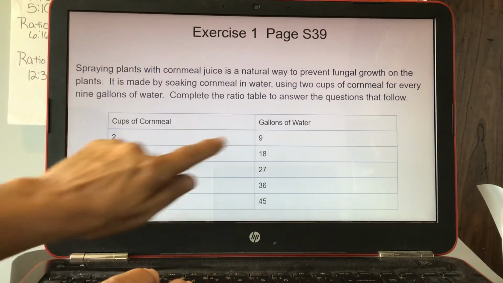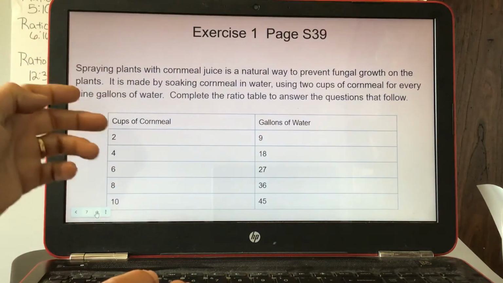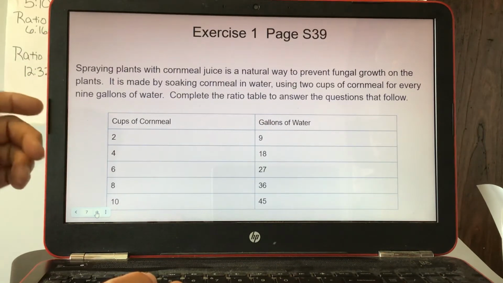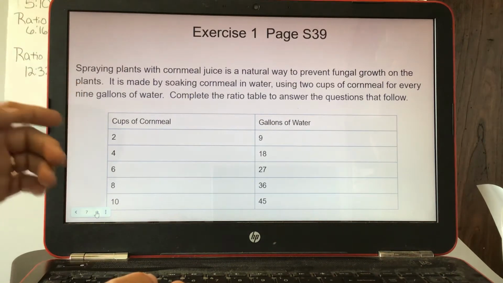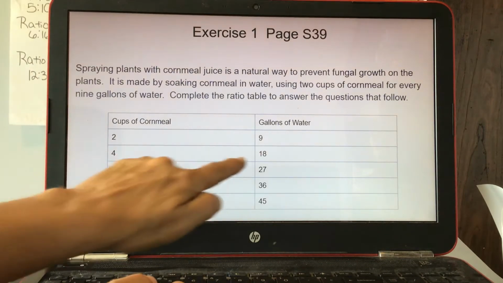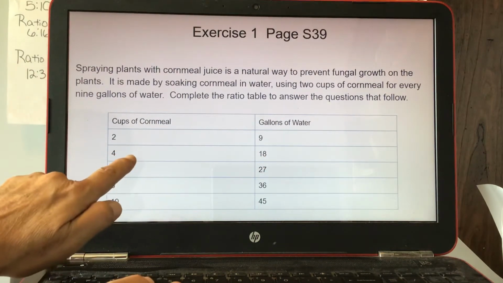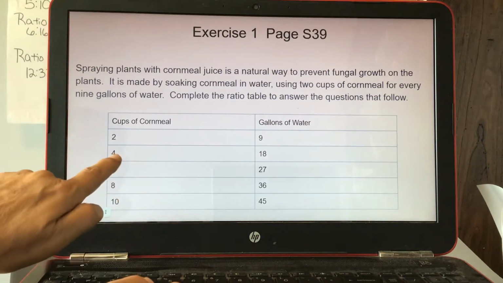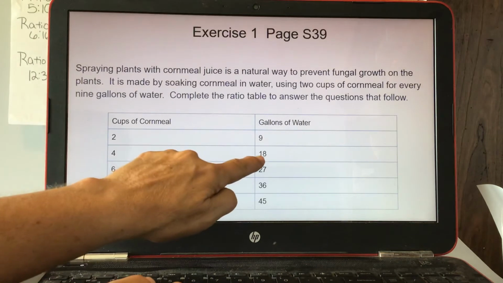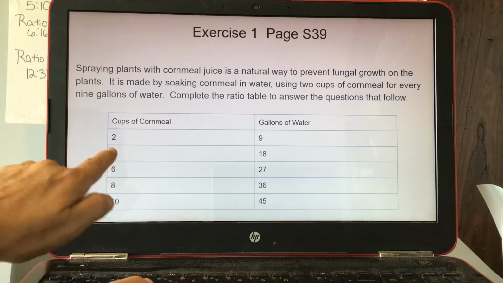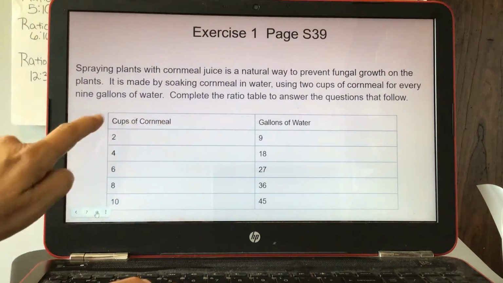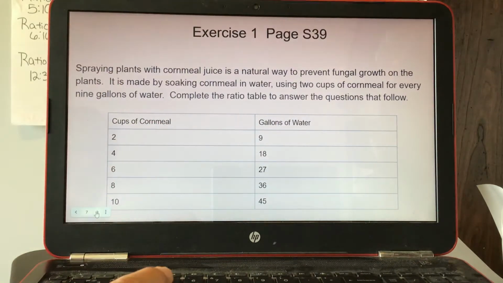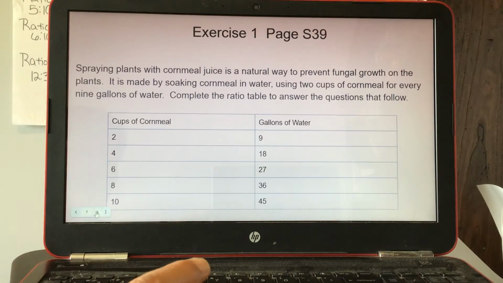So 2 to 9, and if you make it a fraction, it's 2 over 9, and the value of the ratio is 2 over 9. And if I make this into a fraction, 4 over 18, and then I reduce it by 2 for each of them. 2 goes into 4 2 times, 2 goes into 18 9 times, so it always reduces back to 2 to 9. The same values all the way down, they're equivalent. We know that because we multiplied the same number for each one.